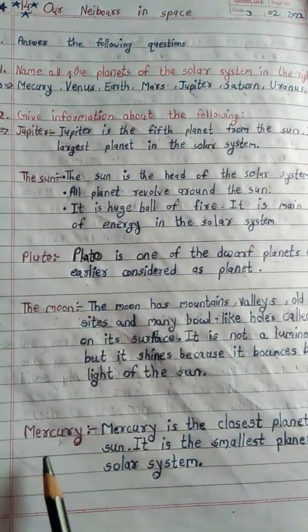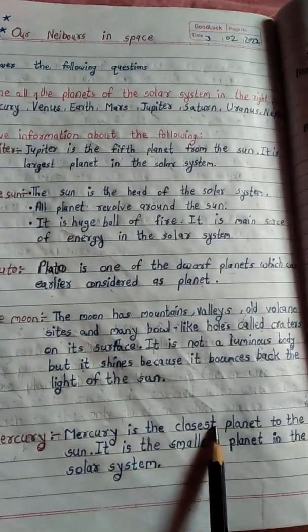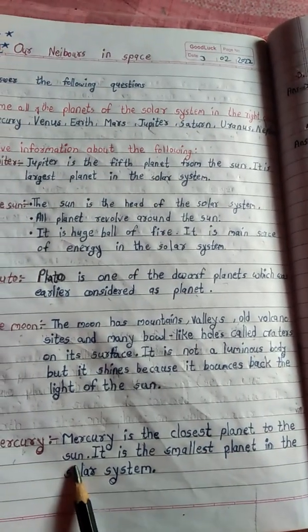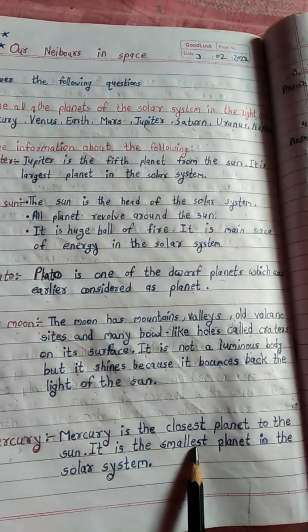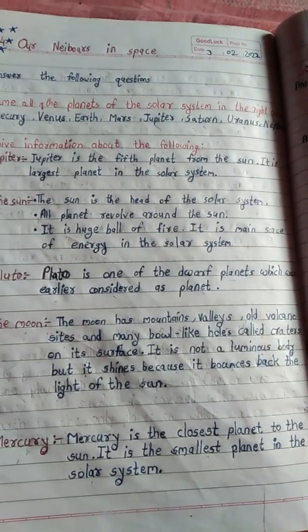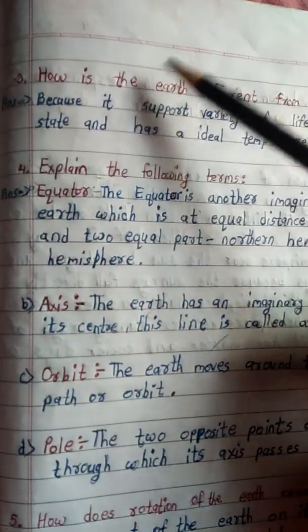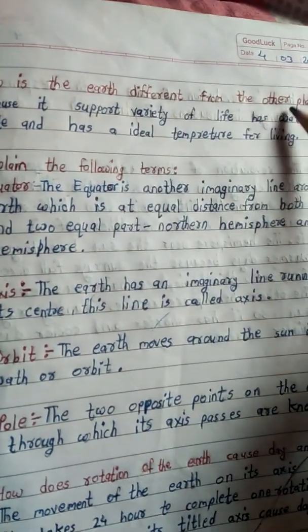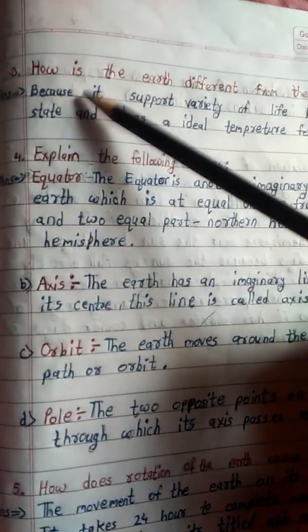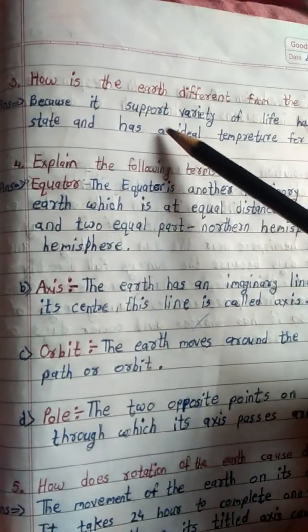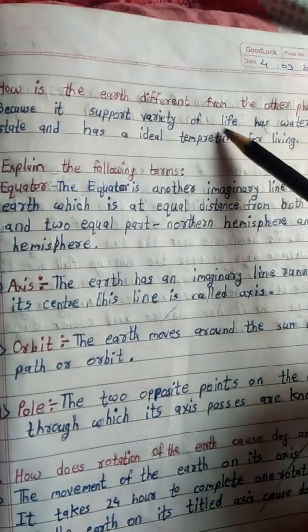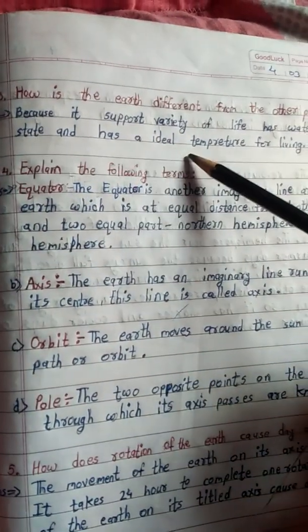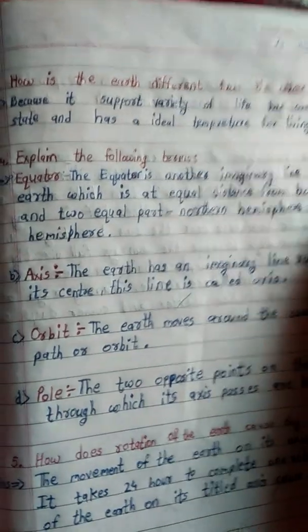Then Mercury. Mercury is the closest planet to the Sun. It is the smallest planet in the solar system. Next question is: how is the Earth different from the other planets? The answer is that Earth supports a variety of life, has water in liquid state and has an ideal temperature for living.